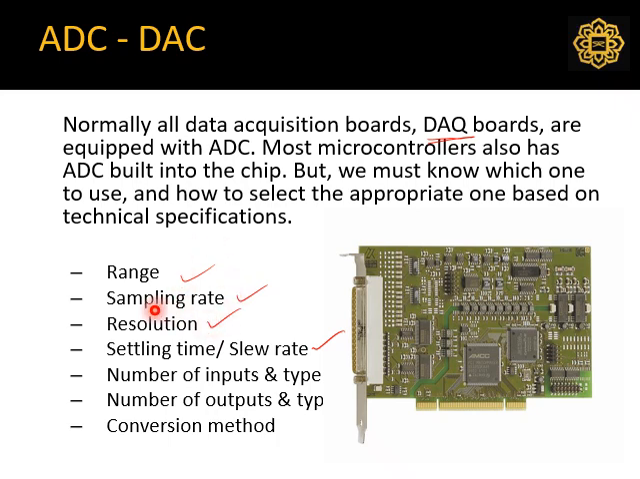Then you have to check the resolution. What is the minimum level of change in the input signal you can measure? And also you have to check settling time, number of inputs and outputs, and conversion method. What are the different conversion methods? Conversion method may not be that critical, but how many inputs and outputs you have in your DAQ card sometimes is very important to know.